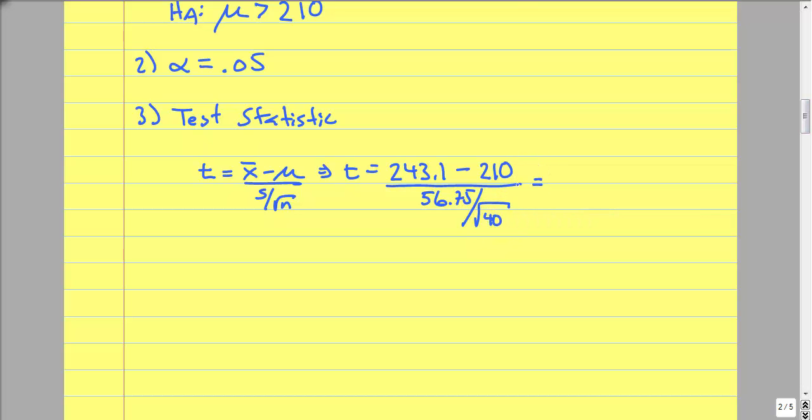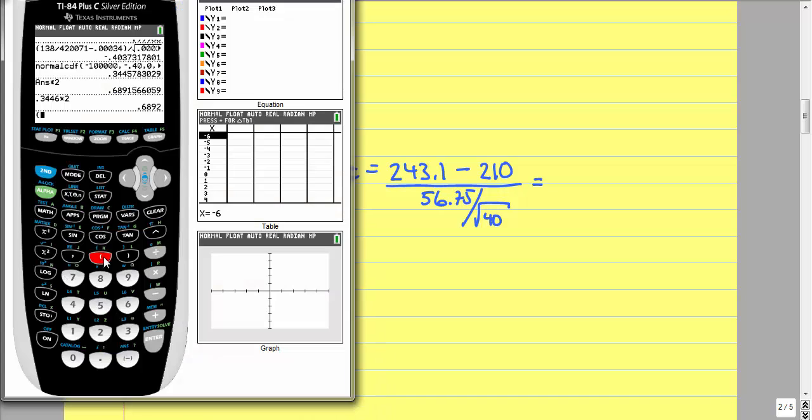So again, we have to be careful how we enter this in the calculator. So numerator has to be in parentheses, 243.1 minus 210, close parenthesis, and then we're going to divide it by, and we have to be really careful about this. I need to make sure I have parentheses in my denominator now because I have two things going on here in terms of division. So I have 56.75 divided by the square root of 40. And again, be very careful about how you enter this because it can really influence what your score turns out to be.